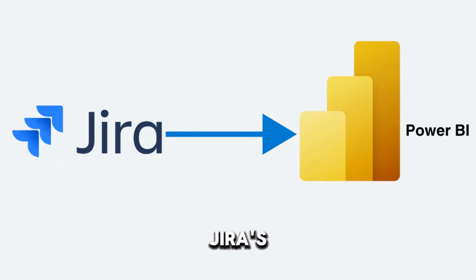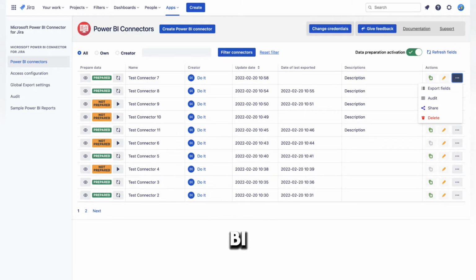Alternatives include Jira's REST API or third-party tools like Hevo. Requires Jira Cloud or server admin access and Power BI Desktop. Steps via Power BI connector.